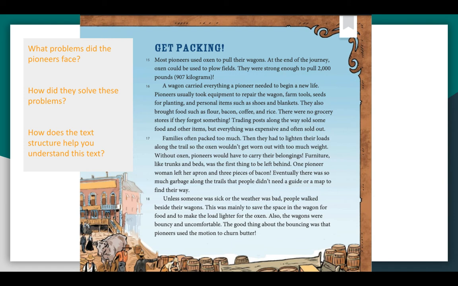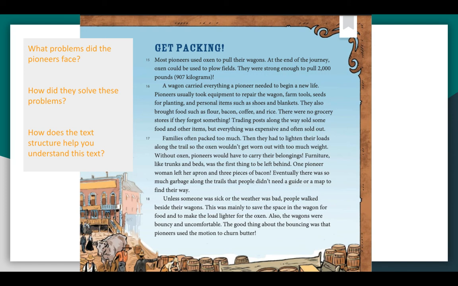Okay, welcome back. Did you read the selection and answer those 3 questions? Now that you've answered those questions, I want to go ahead and review the questions with you. Let's review the first question. What problems did the pioneers face? Well, you may have answered that in several different ways, by finding some information within the text. The pioneers had to bring almost all of their necessities with them. They didn't have enough room in their wagons, and their wagons were too heavy for the oxen.